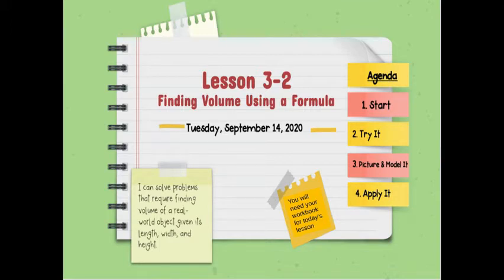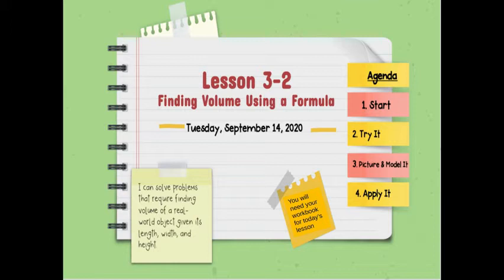Okay, for your agenda, we're going to have our start problem to warm up our brains and have a little bit of refresher about volume. Then you're going to be given a try it problem. And this try it problem is where I want you to try to use what you know about volume and try to solve the problem. All right, and then step 3, I'm going to do a little quick mini lesson and give you a picturing of it and a modeling of it and try to compare those two. And then you're going to go forward and apply what you've learned today as well as bringing the knowledge in from yesterday.